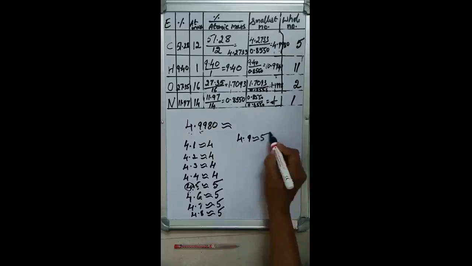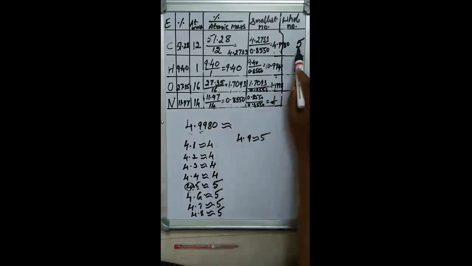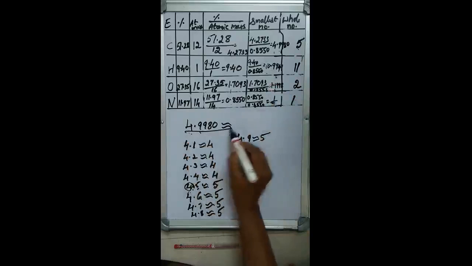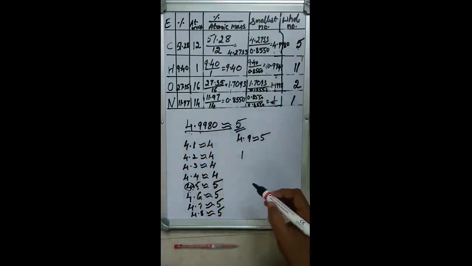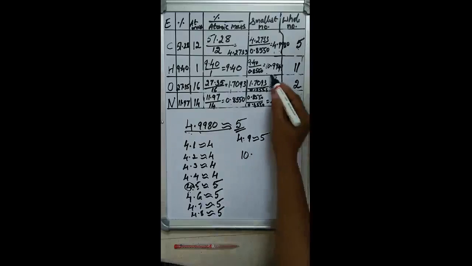4.9 is also considered as a 5. I hope you understood. So based on the concept, here I have written a 5. Again here 10 point something. This entire number is converted, or considered, as a whole number 5. Okay. Now one more number is given.